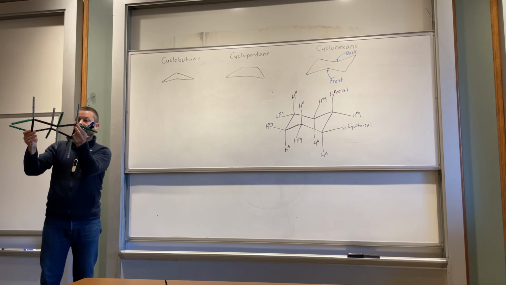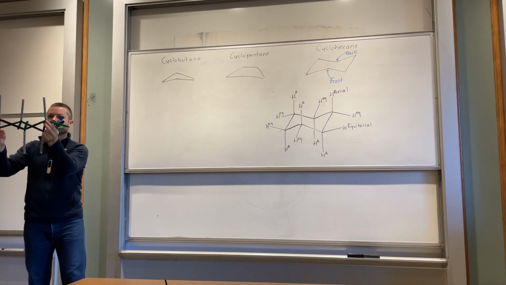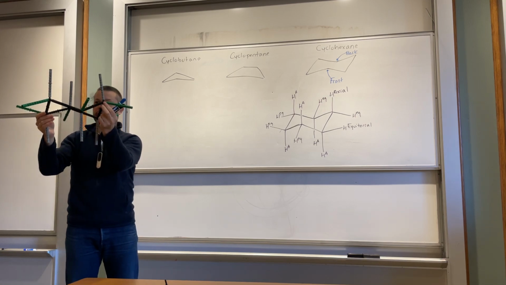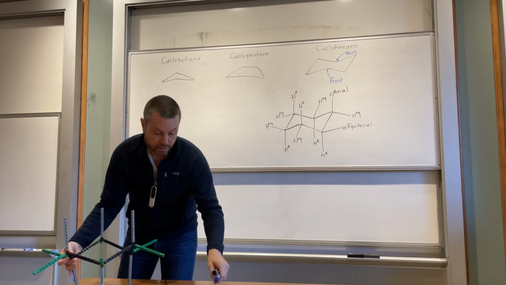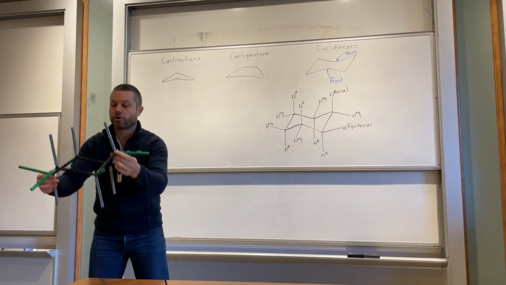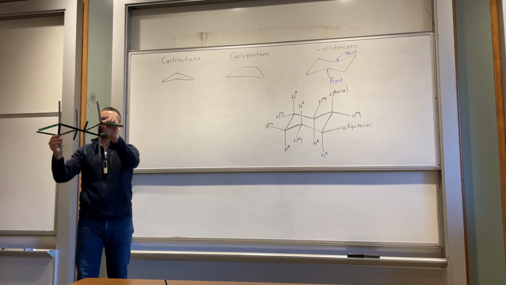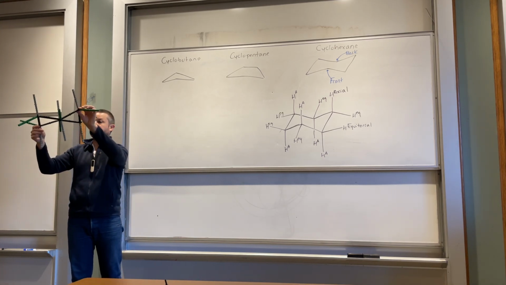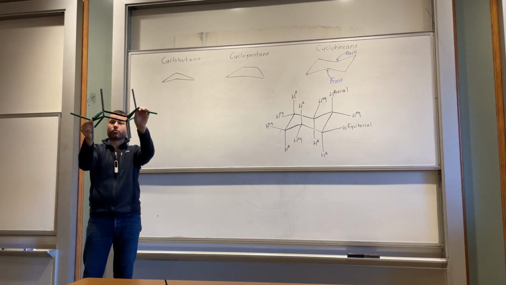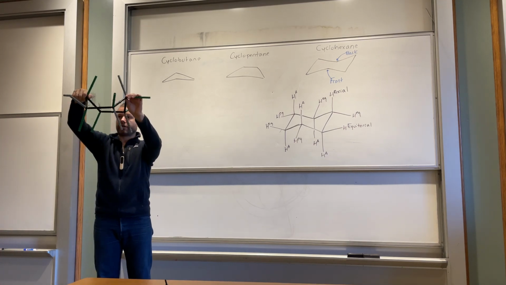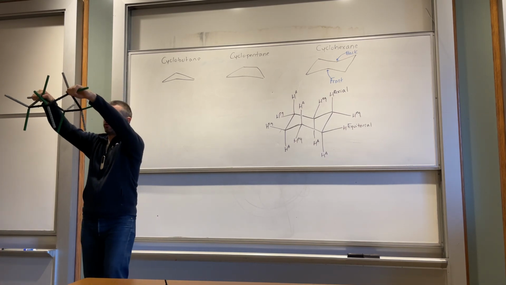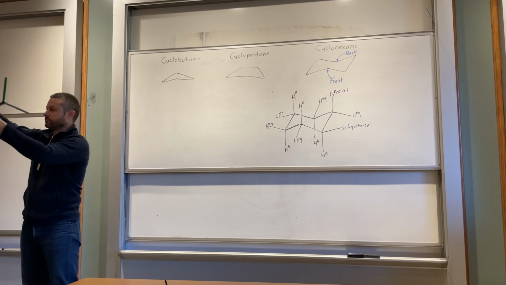On my model, again, you can see that the axial hydrogens are gray and the equatorial hydrogens are green. And when this molecule undergoes what we call a chair flip, we go from one chair to the other. To flip this on the model, we're taking the corner that's pointed down and pulling it up, and taking the corner that's pointed up and pulling it down.